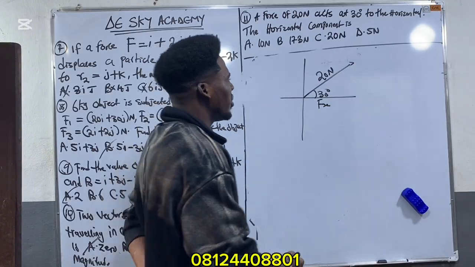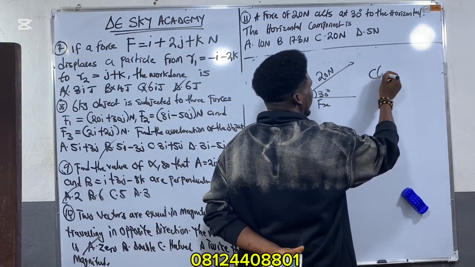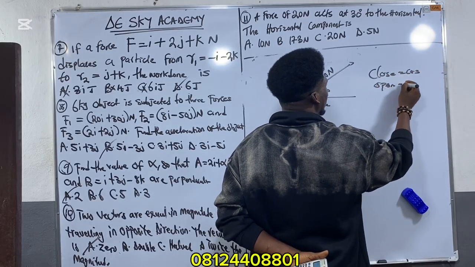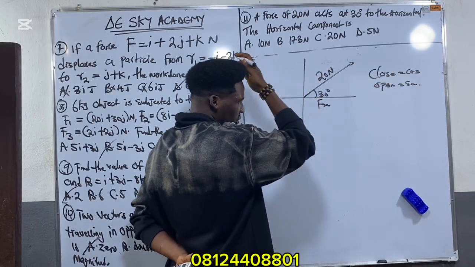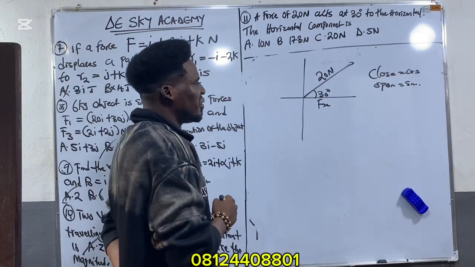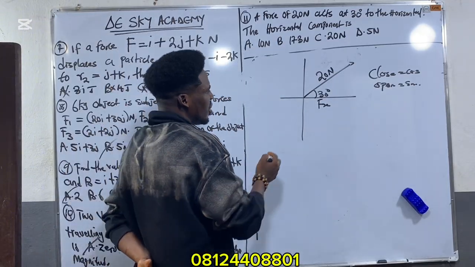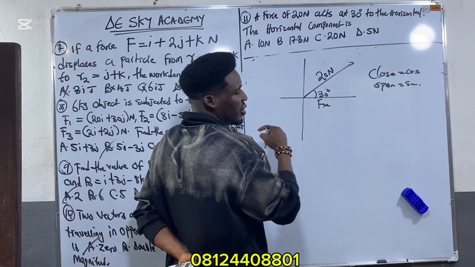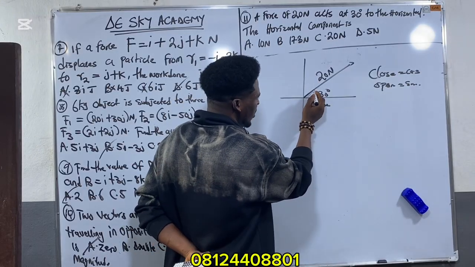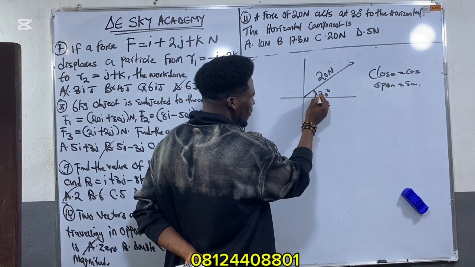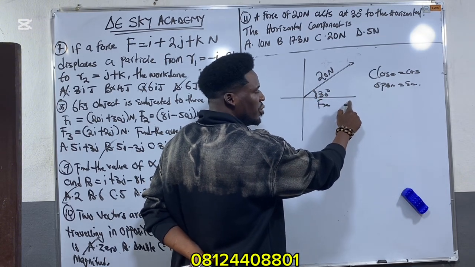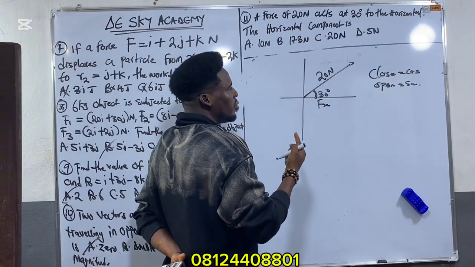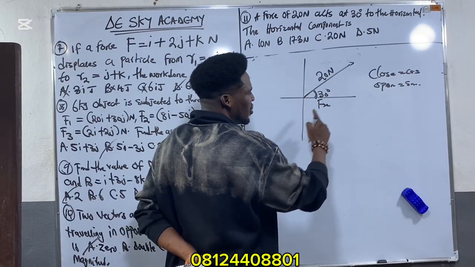Now, how do you solve this? Any place that is closed, use cos. Any place that is open, use sine. Now, is it the horizontal or the vertical that is closed? Is it the horizontal or the vertical that sustains the angle? It is the horizontal. This place is closed, so the horizontal will be cos. If the vertical is open, it is sine. But we are not looking for the vertical component, we're looking for the horizontal component.